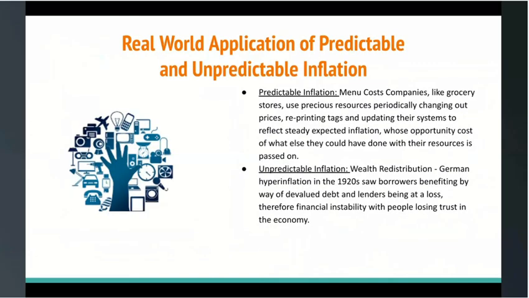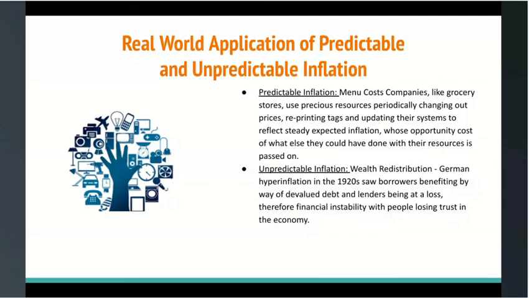So this is a real world application of predictable and unpredictable inflation. For predictable inflation, menu cost: companies like grocery stores use precious resources periodically changing out prices, reprinting tags, and updating their systems to reflect steady expected inflation, whose opportunity cost of what else they could have done with their resources is passed on. So that's an example of predictable inflation in real life.